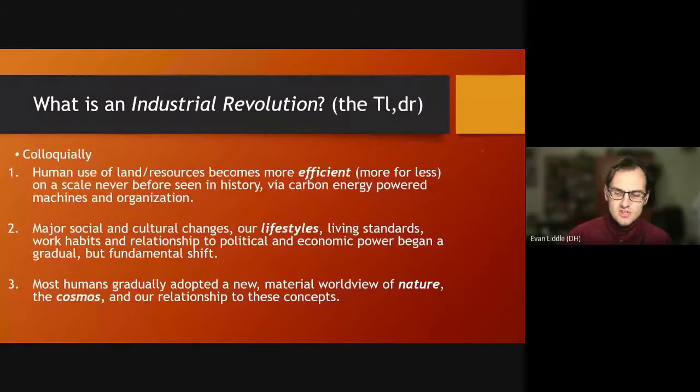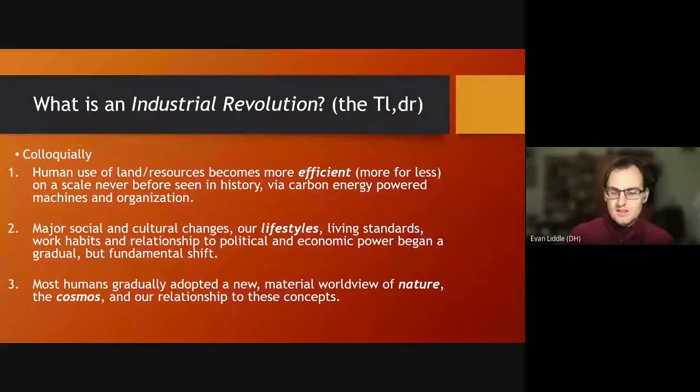So the Industrial Revolution has 3 main components to it. Component number 1, human use of land and resources becomes more efficient. This is in part due to the use of resources to power machines versus human muscle or animal muscle, and the organization of labor in a more efficient manner than had previously been done. Part 2, major social, cultural changes. Our lifestyles, living standards, work habits, relationships to political power, and economic power began a gradual but fundamental shift to the world that we are living in today.